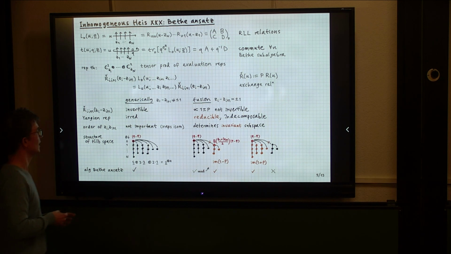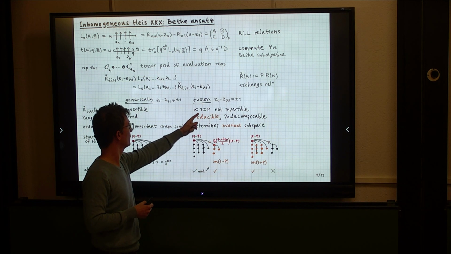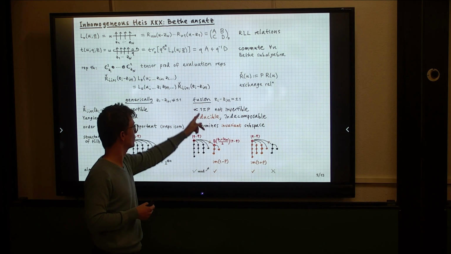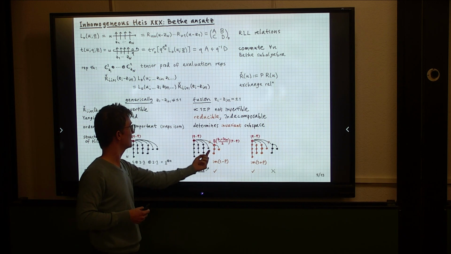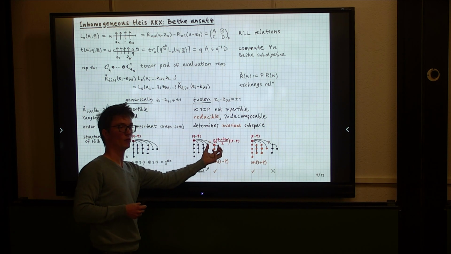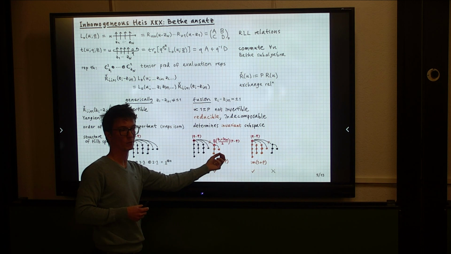So what happens is either, let's start on the left. When we take this argument to be minus 1, then what happens is that here there's a small subspace which becomes an invariant subspace.